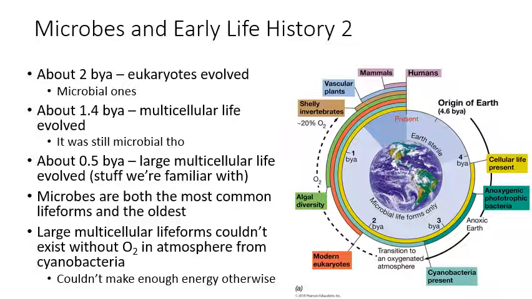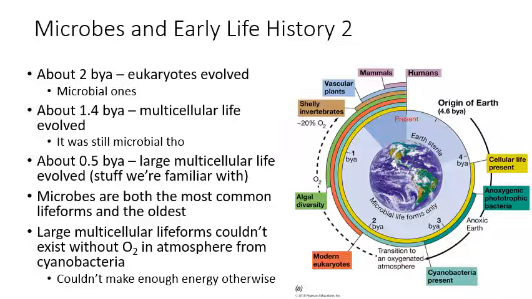Continuing, about 2 billion years ago, you had the first eukaryotes evolve. They were, of course, still microbes. And about 1.4 billion years ago, the first multicellular life forms evolved. But it still wasn't things like us, it was still microbes. Algae is actually a type of microbe. It's a multicellular microbe. It's the most common multicellular microbe. So I'm sure you guys have seen algae growing in a lake or a pond or something. That's actually a type of microbe, and that would be one of the first types of multicellular life.